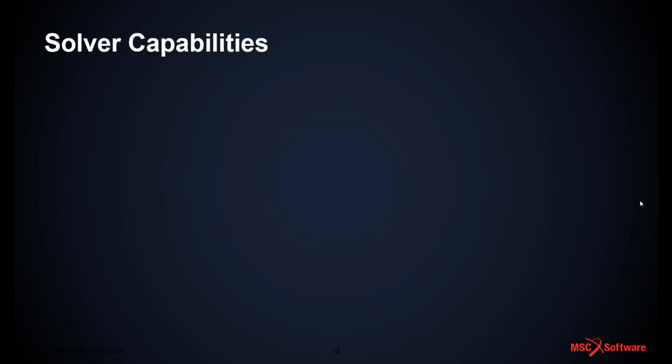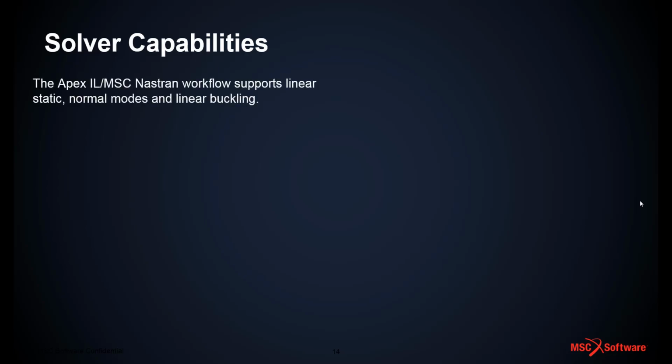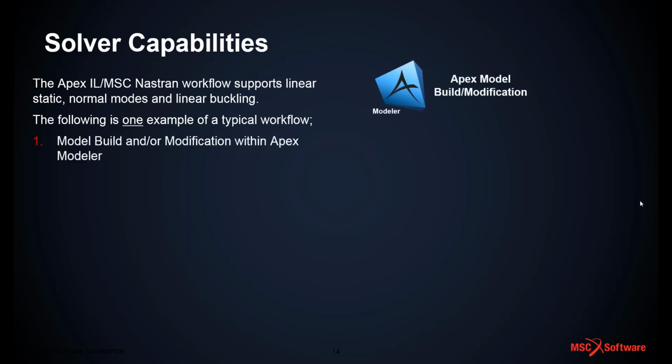Okay, so looking at solver capability, the Apex Nastran workflow supports linear static, normal modes and linear buckling. One way in which we could perhaps look at how Apex works from the embedded solver, the Apex structures perspective, and then an external Nastran solution is as follows. So first of all, step one, we build the model or modify an existing model within the Apex modeler environment, whether that's built from scratch using an orphan mesh approach or a hybrid combination of the two.